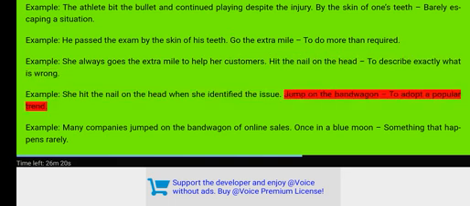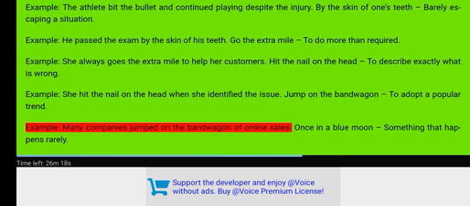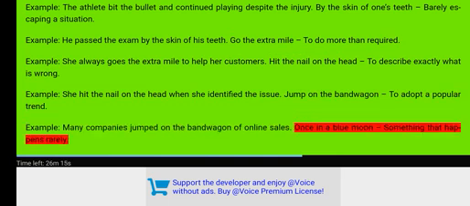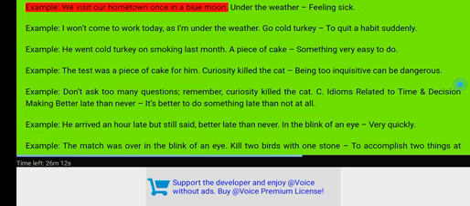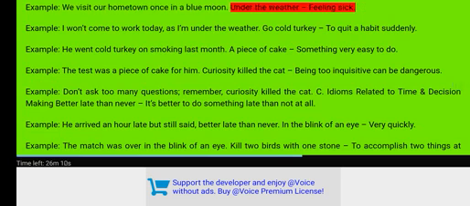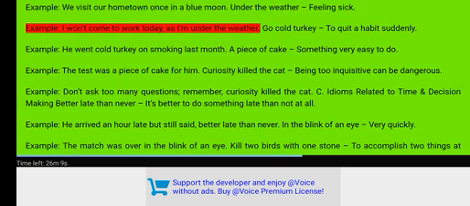Jump on the bandwagon, to adopt a popular trend. Example, many companies jumped on the bandwagon of online sales. Once in a blue moon, something that happens rarely. Example, we visit our hometown once in a blue moon. Under the weather, feeling sick. Example, I won't come to work today, as I'm under the weather.